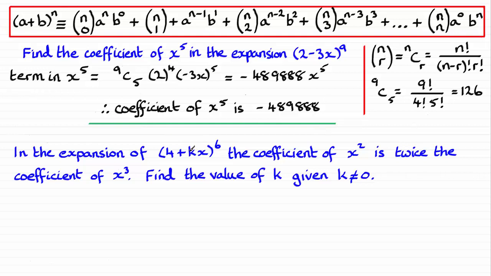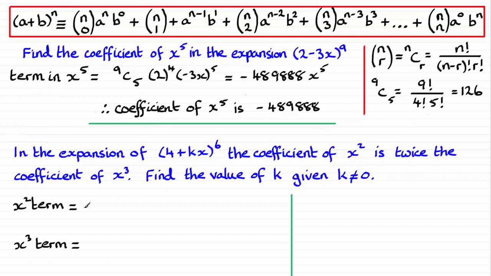Well, in the next example, it's following on much the same kind of theme, but this time we've got to find the value of k. We're given this expansion of (4 plus kx) all to the power 6, and we're told that the coefficient of x squared is twice the coefficient of x cubed. So we've got to find the value of k given that k doesn't equal 0. So in order to do this, I'm going to look at the x squared term and then the x cubed term, and going to work out what the values are and then take the coefficients of them, form an equation that relates the coefficients of x squared to twice the coefficient of x cubed, and solve for k.